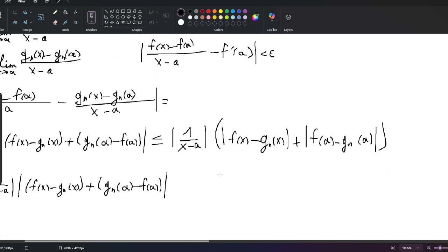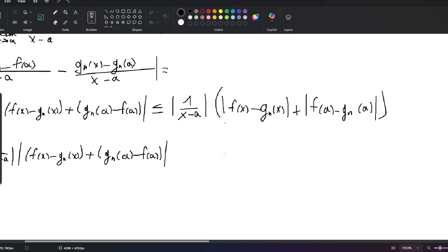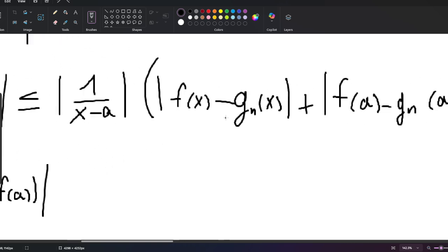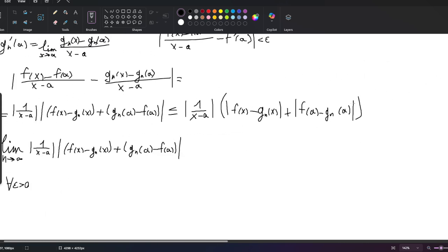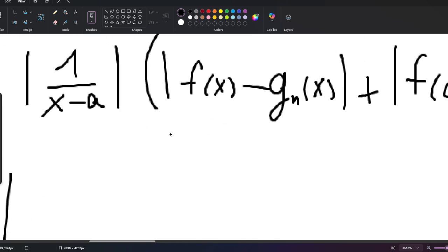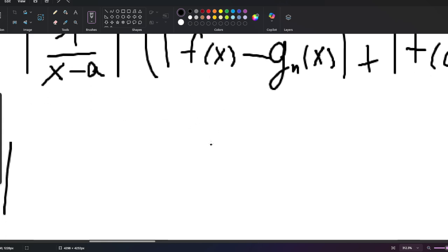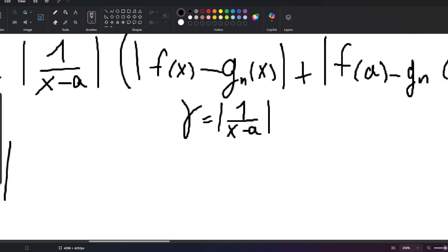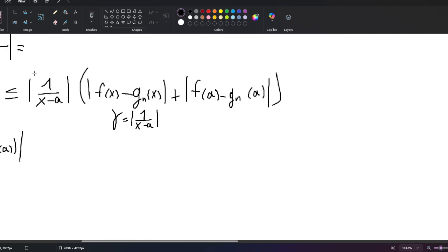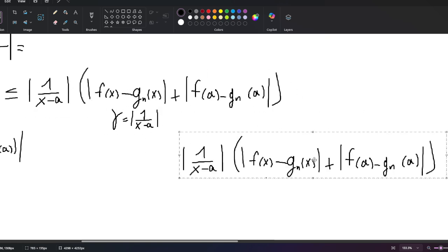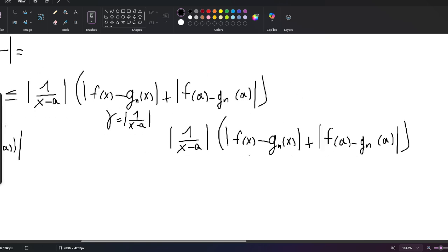And regardless of the stuff we pick, including x and a, we can pick a sufficiently great n. So first of all, let's evaluate 1 over x minus a. Let's call it gamma. And suppose this entire thing is less than some epsilon with index gamma.